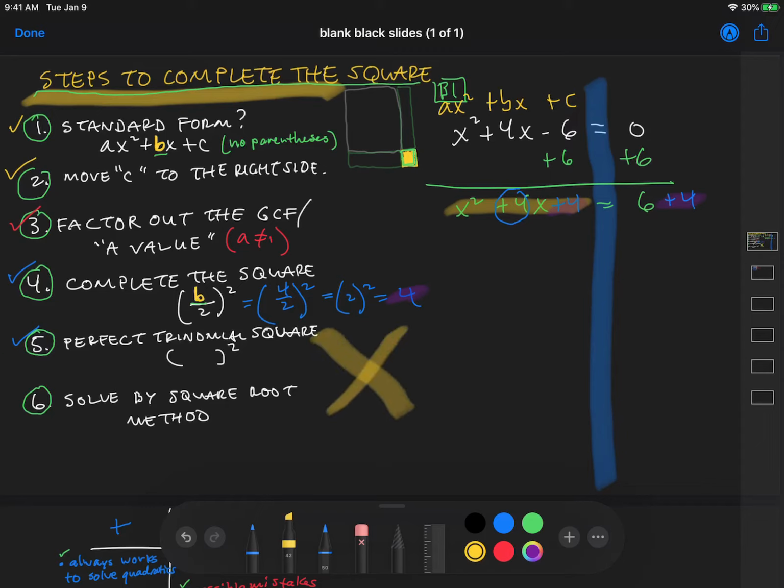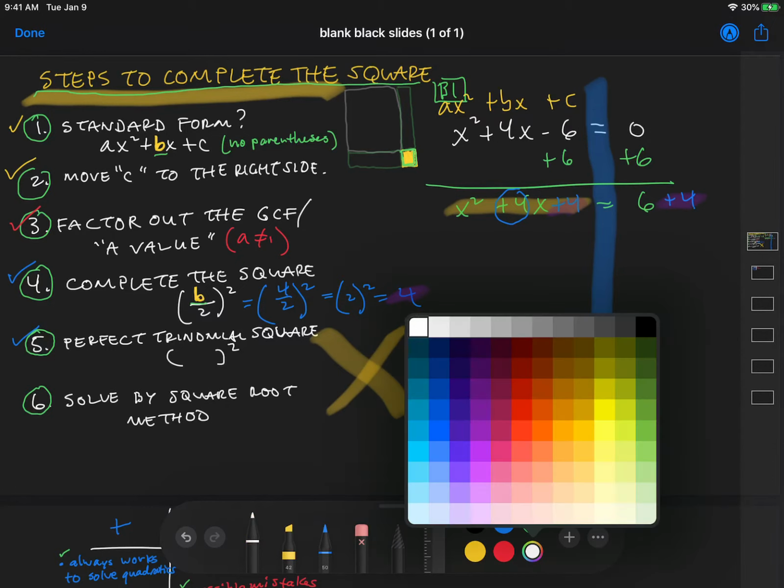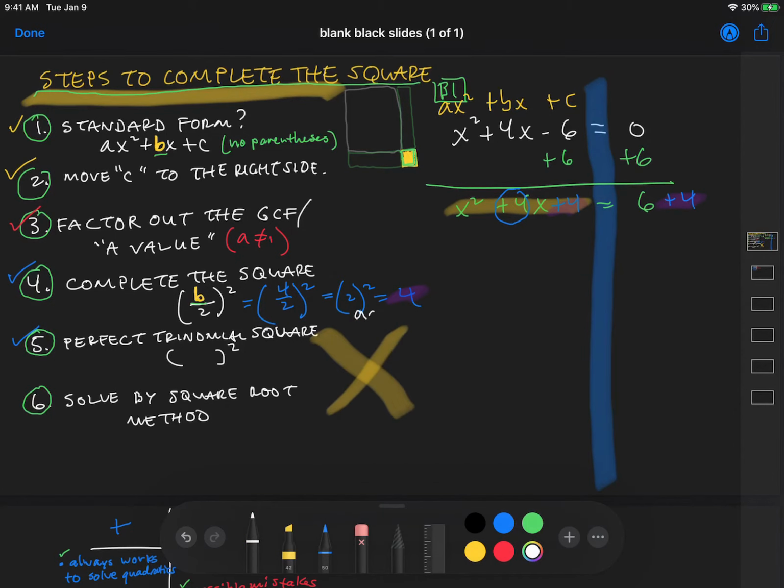You remember this? You should. We've been working on it for a long time. A times c is 4. My b value is 4. The two numbers that multiply to be 4 are 2 and 2. And those two add up to be 4. So I'm going to have x plus 2 and x plus 2 equals 6 plus 4 is 10.